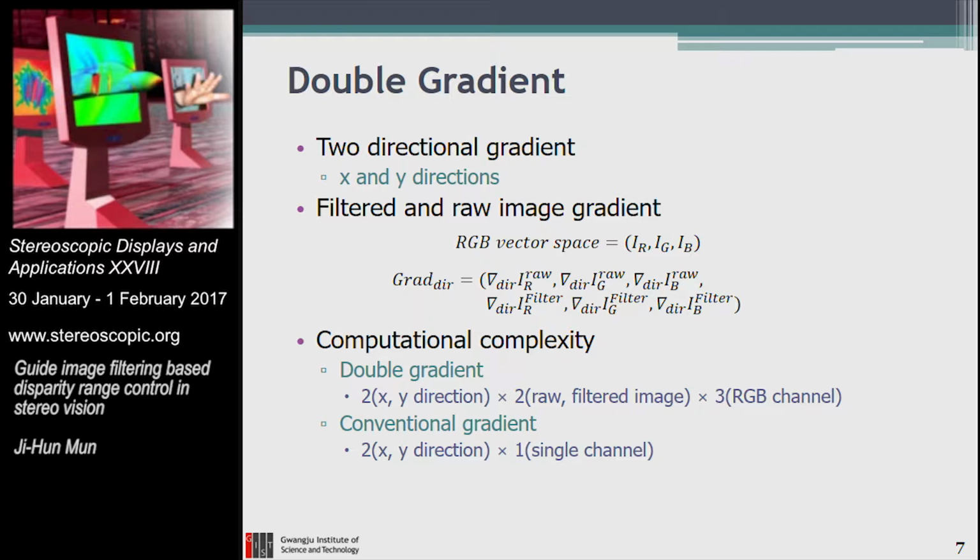So we compare the complexity of the double gradient method and the conventional gradient method. Here, the X and Y directions are the same in the conventional method and the double gradient method, but there is some difference between the double gradient and conventional gradient methods in terms of the RGB channel. This one is the 3 channel, and this one is the gray channel. And also, we use these raw and filtered images. So the double gradient method has higher complexity than the conventional gradient image.